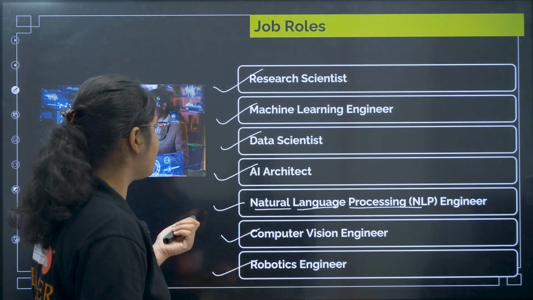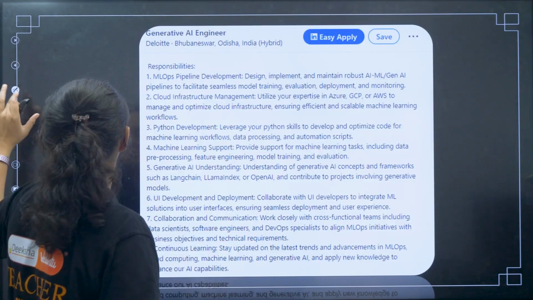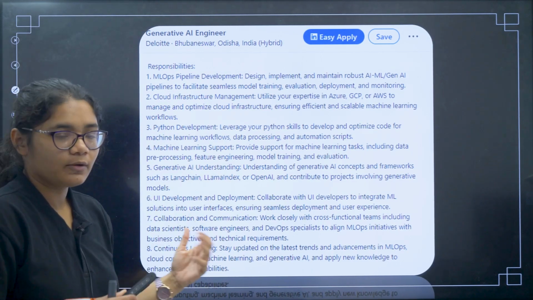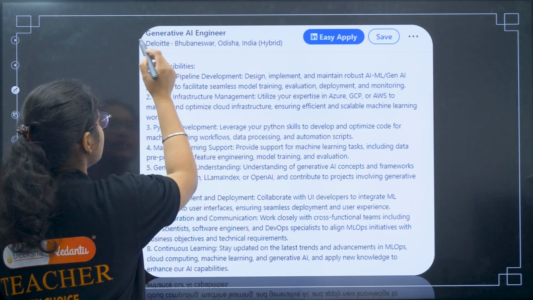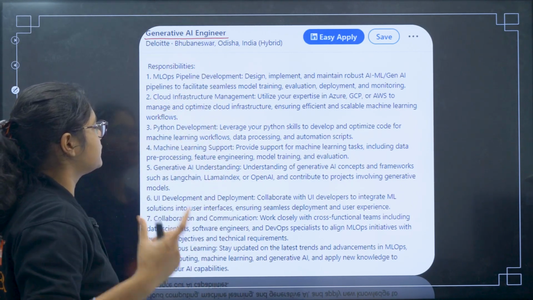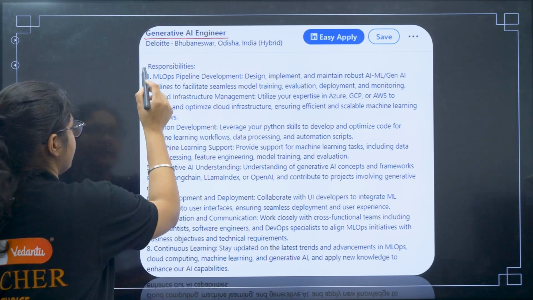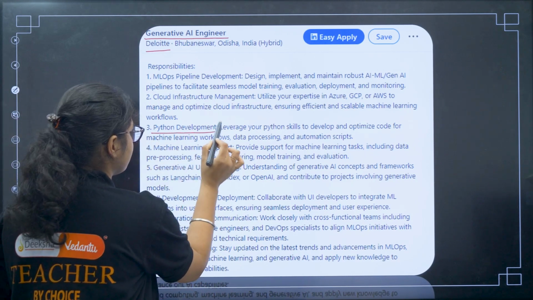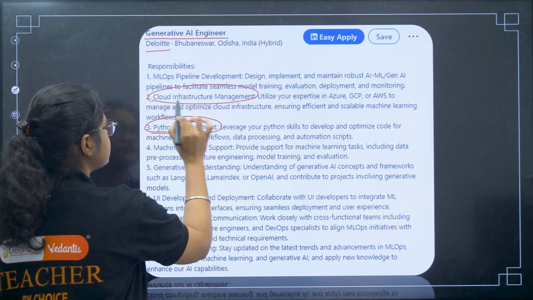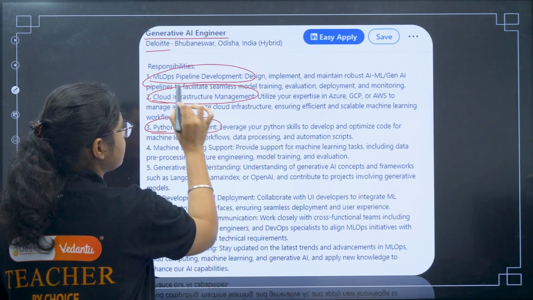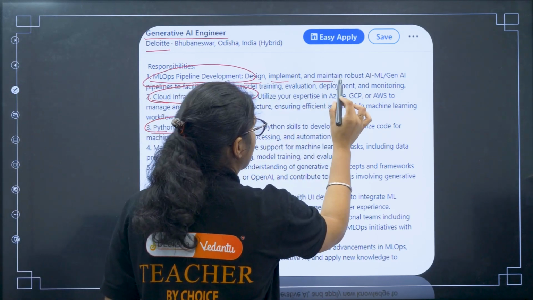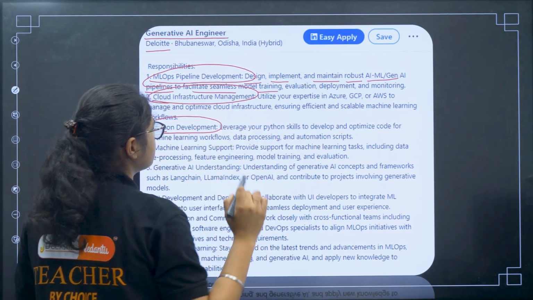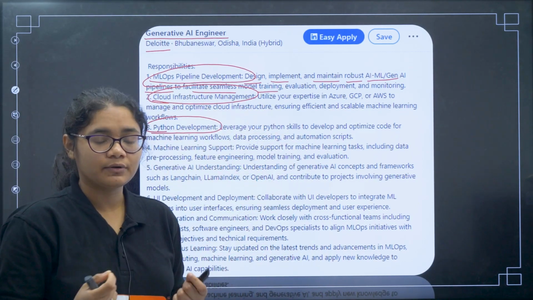Next, I'll be showing you a small demo, a small example of these AI engineer job roles. If you see, this is an opportunity for a generative AI engineer at Deloitte. All of you might have heard of it. Here you see the different responsibilities: Python development, then cloud infrastructure management, then MLOps pipeline development, where you need to design, implement and maintain robust AI, ML or generative AI pipelines to facilitate seamless model training. So these are the things where you need to design the AI.